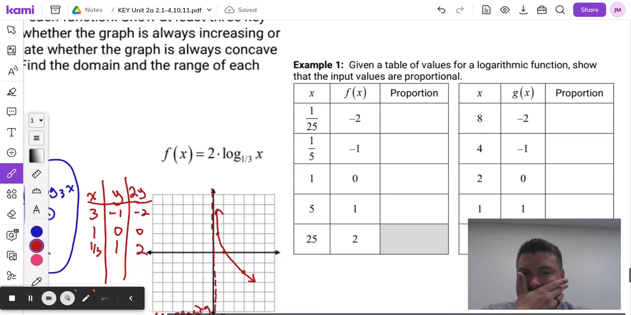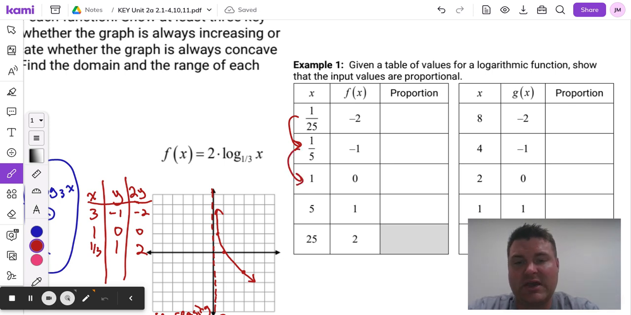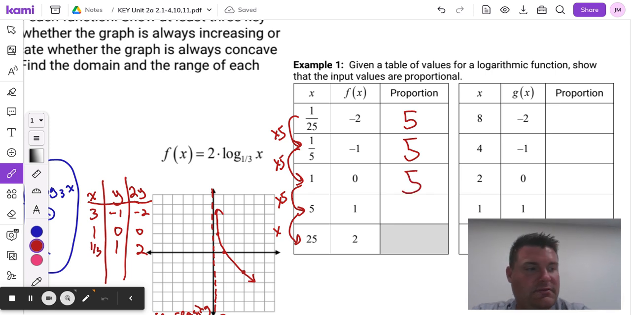Okay, so example 1 here. Given a table of values for a log function, show that the input values are proportional. If you notice, all of my outputs are just increasing by 1. And what are we having here from 1/25 to 1/5? If you don't know, you can just go, hey, 1/5 to 1. If you still don't know, 1 to 5, we know that's a times 5. So all of these are going to be times 5. We just make this proportion 5.